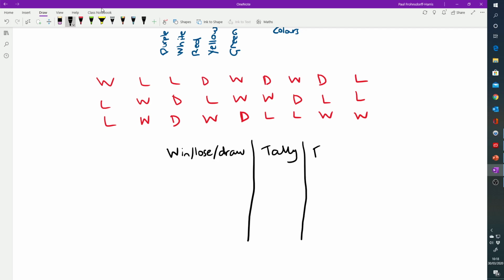And finally our frequency. And remember, the things that can happen is we can win, we can lose, or we can draw. So when we record, we don't count the W's. We go cross a W off, give it a tally. Cross an L off, give it a tally. Cross an L off, give it a tally. Cross a D off, give it a tally. Cross a W off, and we keep doing this for all of the results.